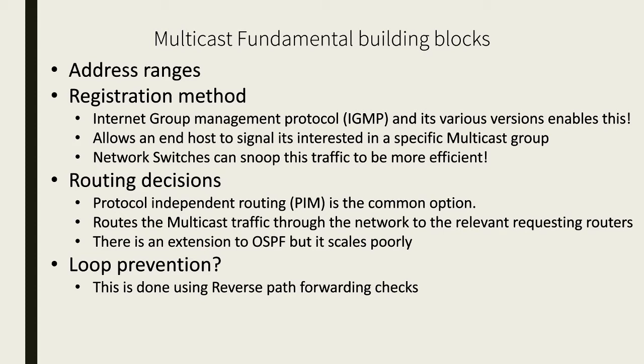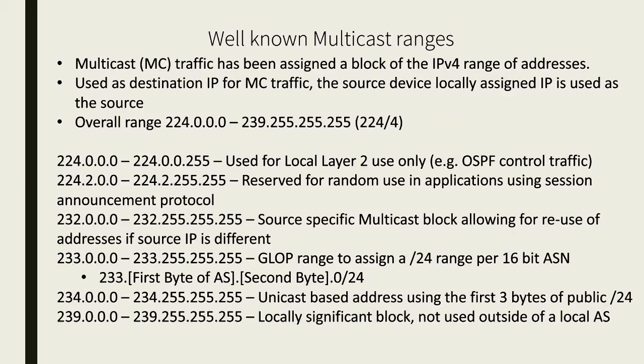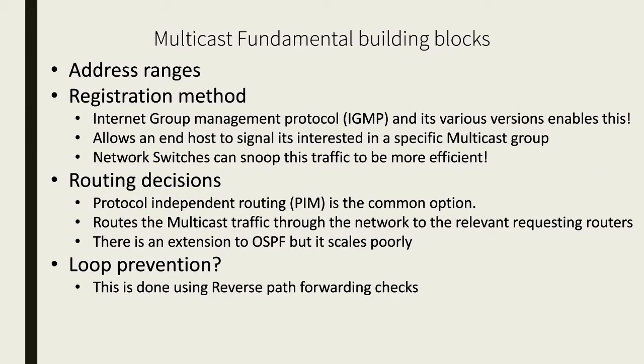And then finally we have loop prevention. I don't think I've touched on this too heavily in the other talks, but loop prevention is using what's called reverse path forwarding checks. Very high level, loop prevention and reverse path forwarding is basically checking where you've received the traffic from, and then comparing it against your unicast routing table to make sure that you've received it on the correct interface. Yet again, there is a specific slide on this later in the talk, so I'll go into that in a little bit more detail there.